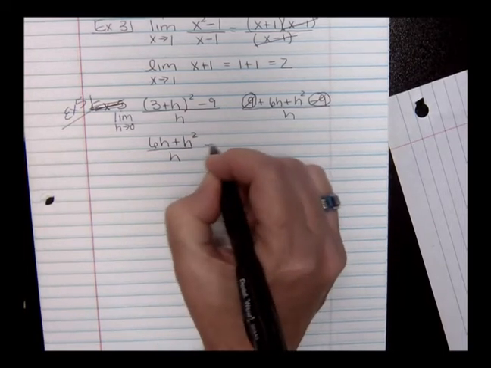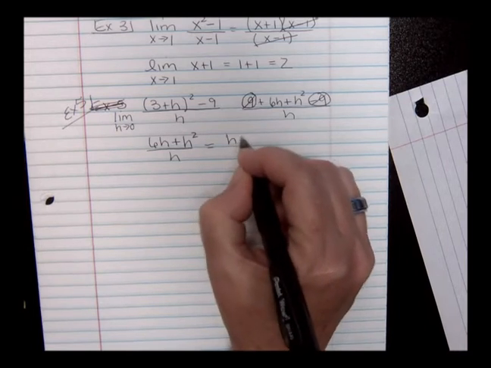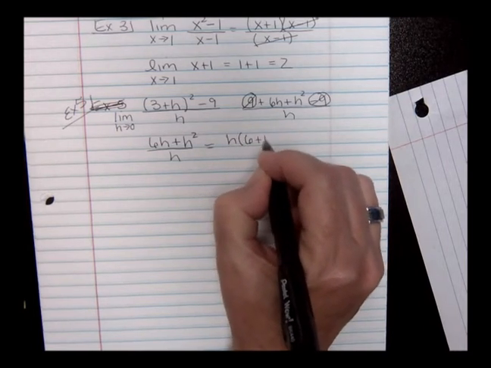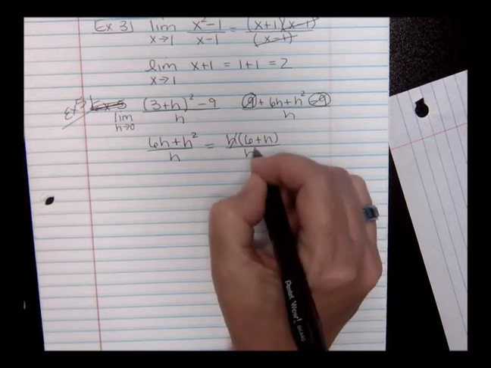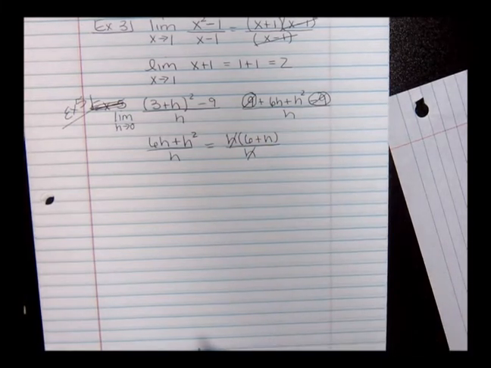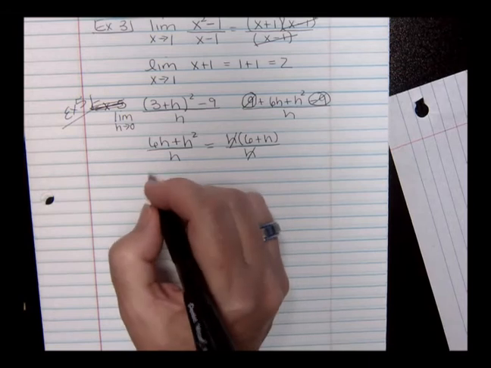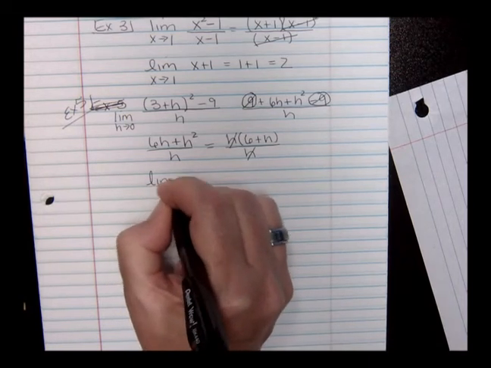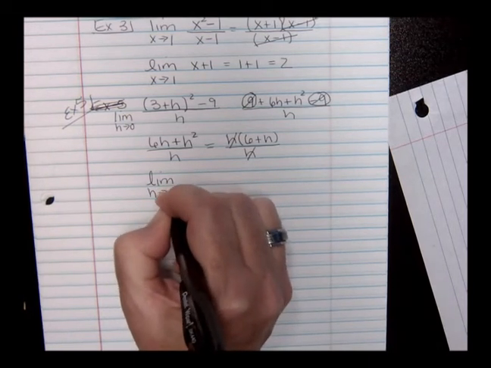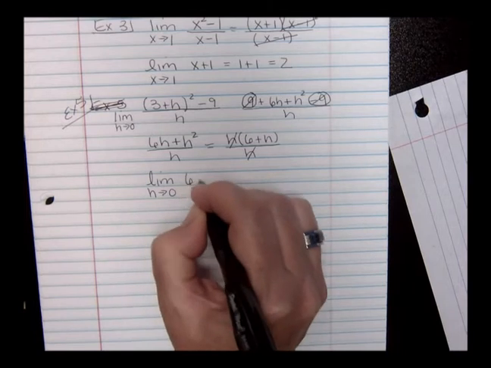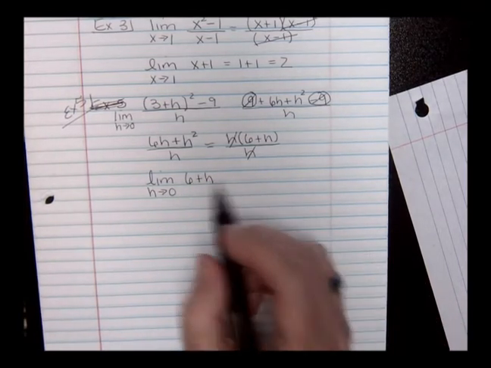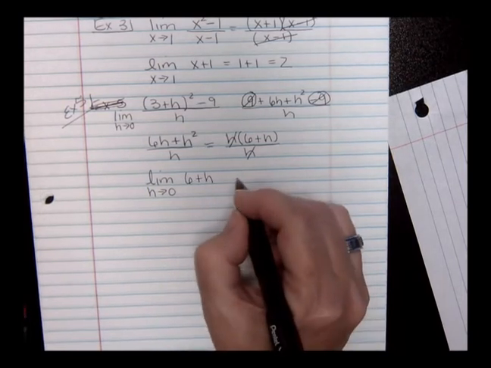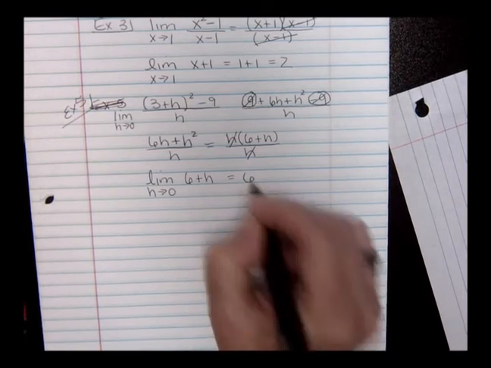So I'm going to factor an h out. And now I can reduce my h. So now I have a much simpler limit as h approaches 0 of 6 plus h. And now I can plug my 0 in. And when I plug my 0 in, I will get 6. Okay?